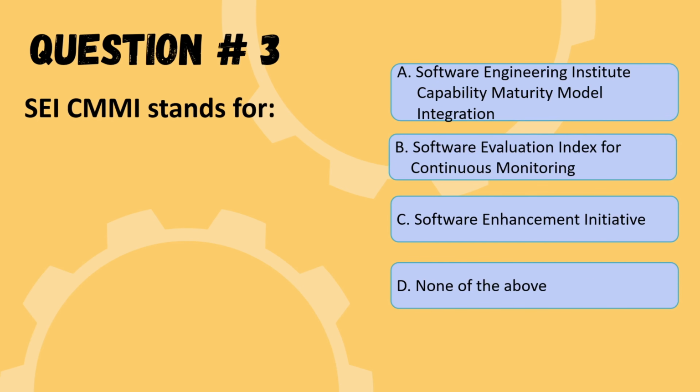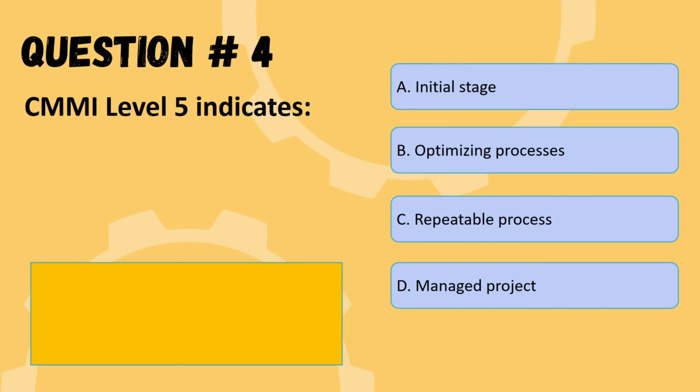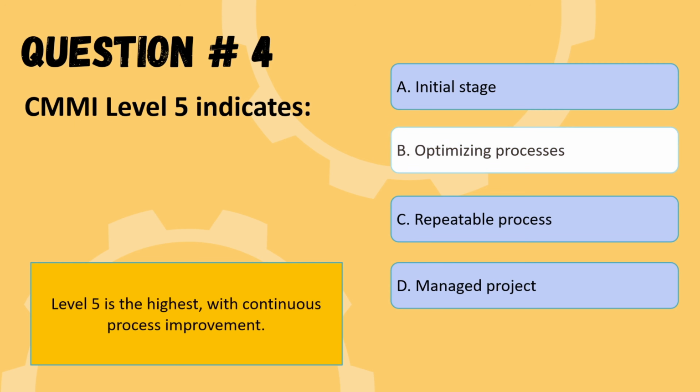So we are moving to the next question. Next question is, SEI CMMI stands for, options are Software Engineering Institute Capability Maturity Model Integration, or Software Evaluation Index of Continuous Monitoring, or Software Enhancement Initiative, or none of the above. So the correct option is option A, Software Engineering Institute Capability Maturity Model Integration. So we are moving to the next question. Next question is, CMMI level 5 indicates, options are initial stage, optimized process, repeatable process, or managed project. So the correct option is optimized process.